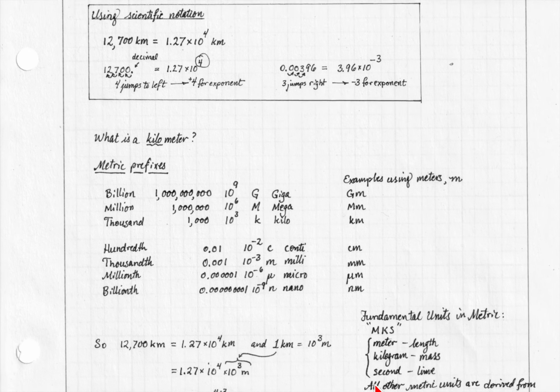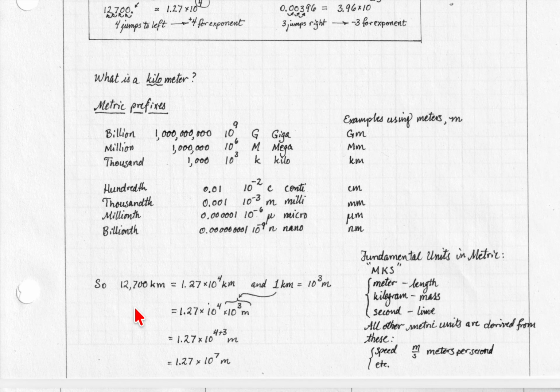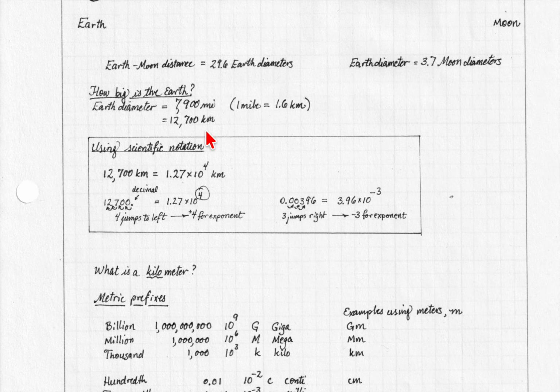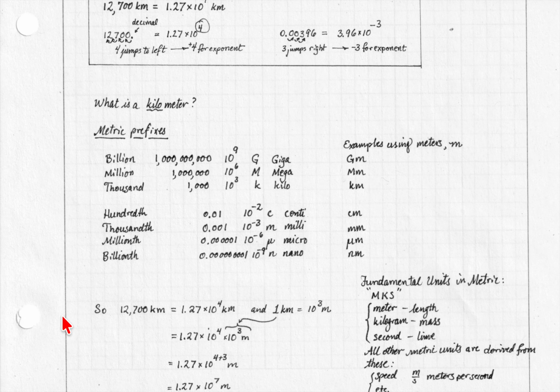Okay. Now, one more thing before, maybe I should use this here. So if we go back to our example of 12,700 kilometers, that's the size of the Earth. Okay, now I wrote it in kilometers. How many meters would that be? Well, first, let's take this number, 12,700, and we'll write it in scientific notation.